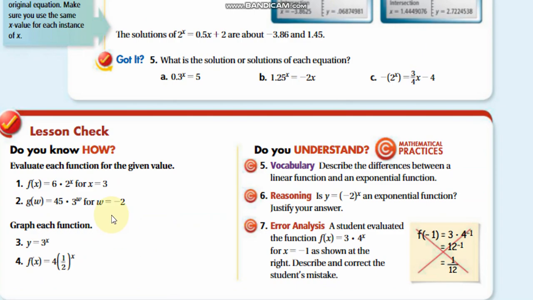Okay, so you can do the lesson check for your practice and the homework. I hope you guys understand the lesson.